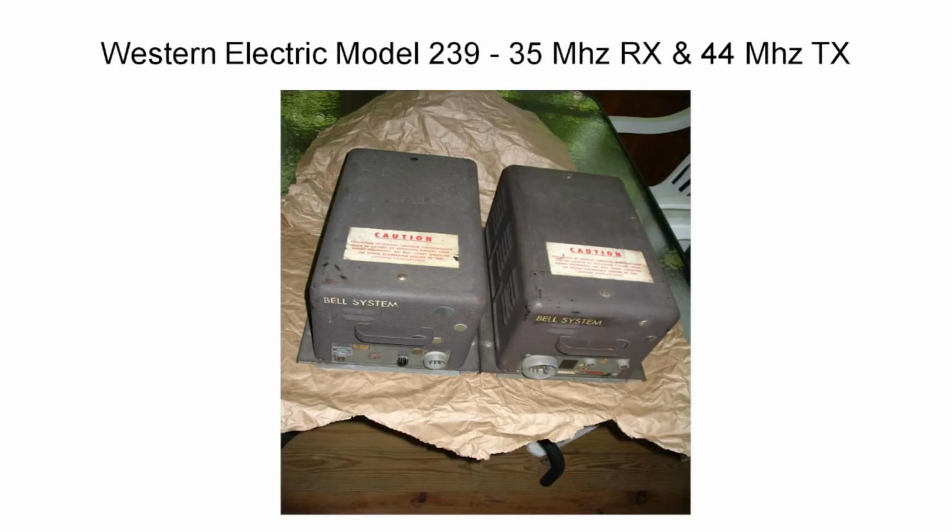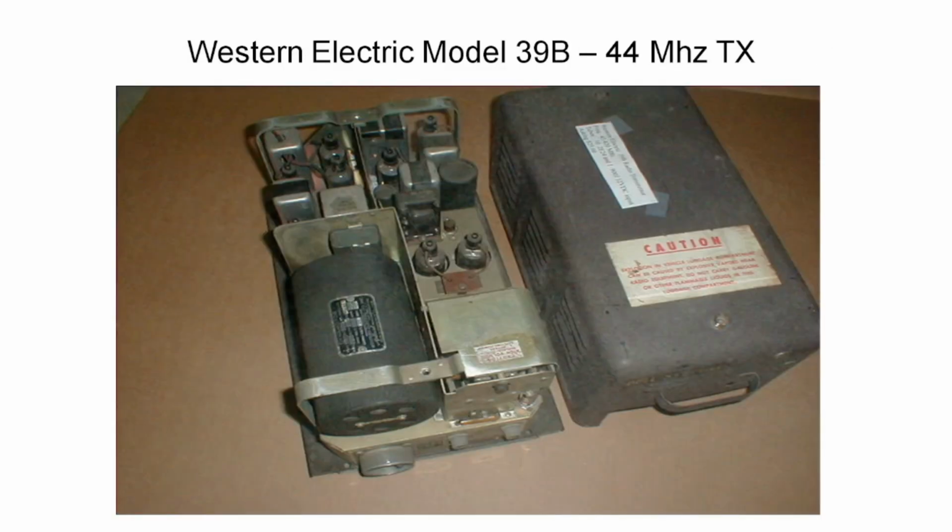So here's a Western Electric Model 239. This is actually the Model 39A receiver and the 39B transmitter, and together they were known as the 239. It receives on 35 megahertz and transmits on 44 megahertz. The transmitter has a dynamotor. It takes the 12 volts DC vehicle power and makes 400 volts DC for the transmitter. There's a pair of 2E24s, probably about 20 to 30 watts output. Again, this is a single channel radio.